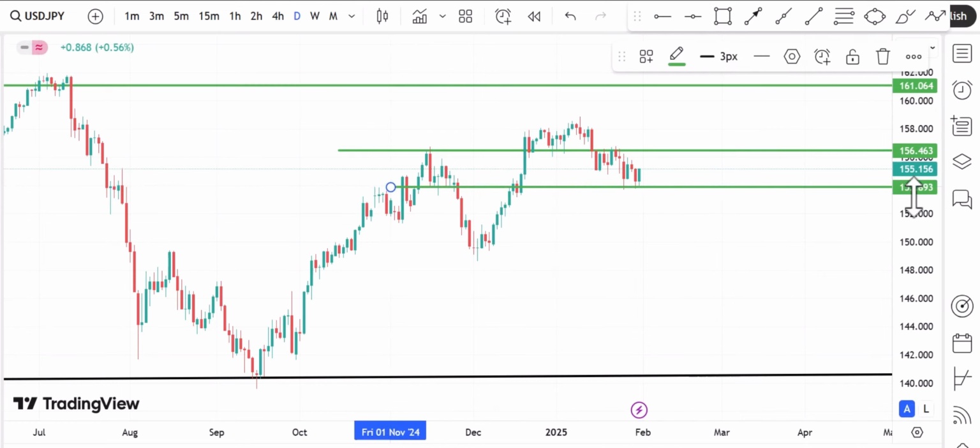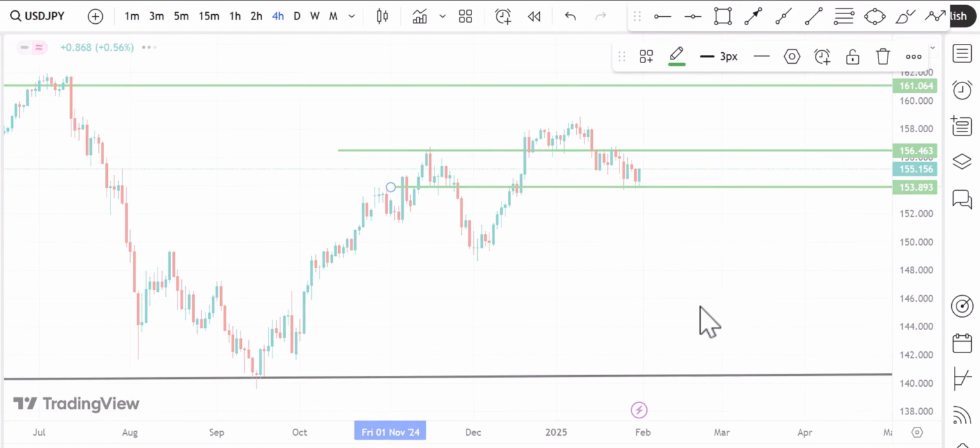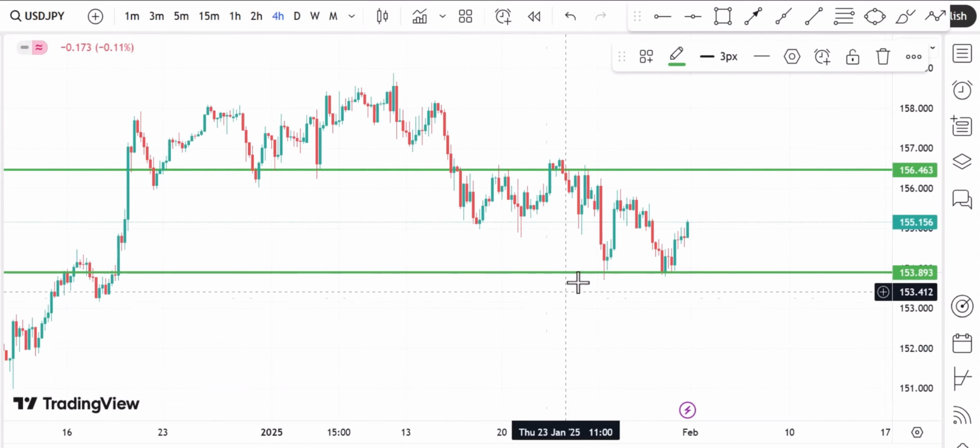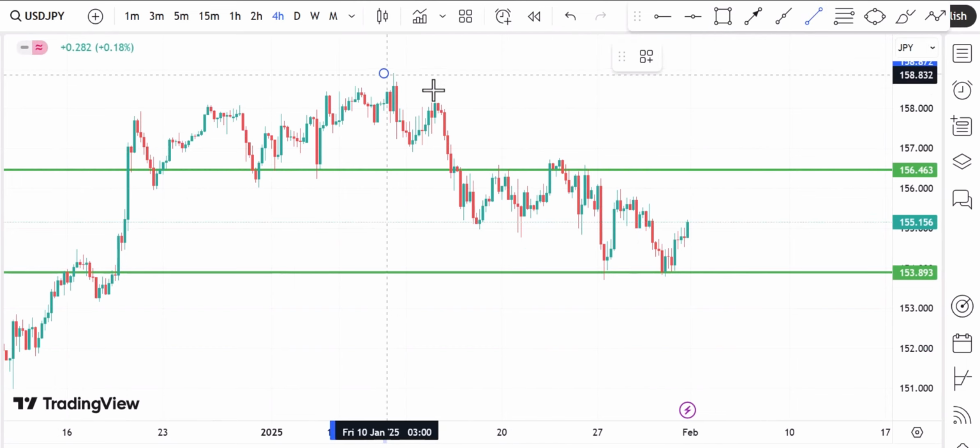Our focus will be on 153.893 and 156.463. So that is where our focus will be on the USDJPY. Let's move to the 4 hour time frame. On the 4 hour time frame, you can already see that it has started going bearish.